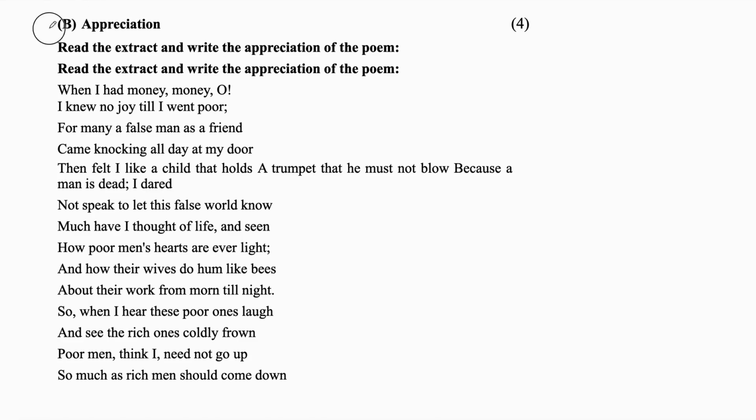Now B is your appreciation. Now this is your 4 marks. Okay, the previous questions were all of 2 marks. This is of 4 marks. What you need to do is read the extract and write an appreciation of the poem. Okay, so what you need to do, just read it. Now this poem is all about money. Okay, so we will read this and write the appreciation.